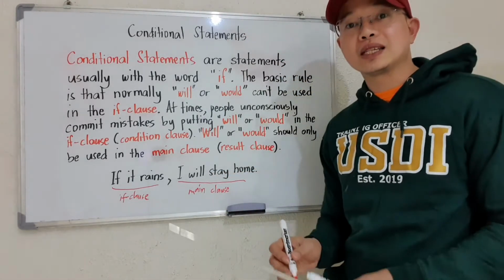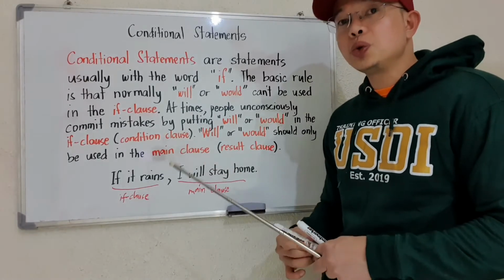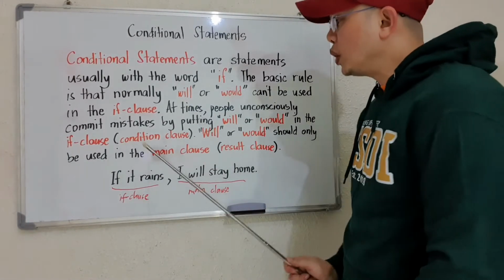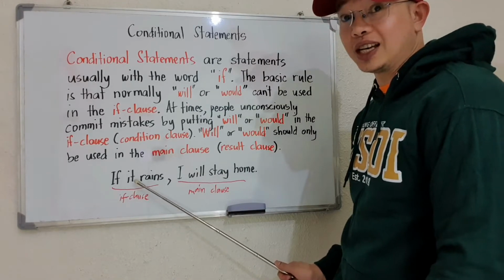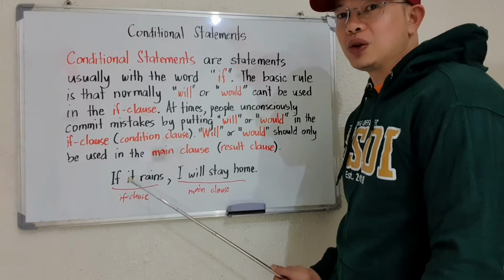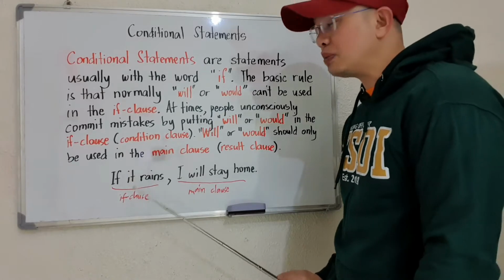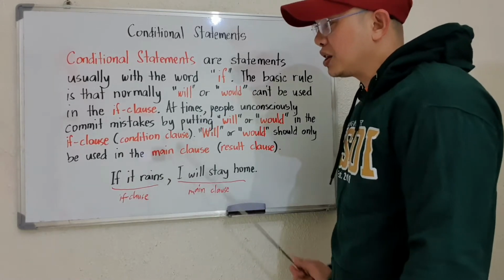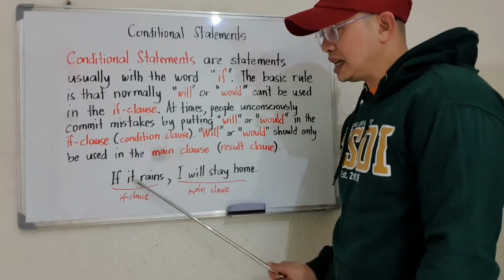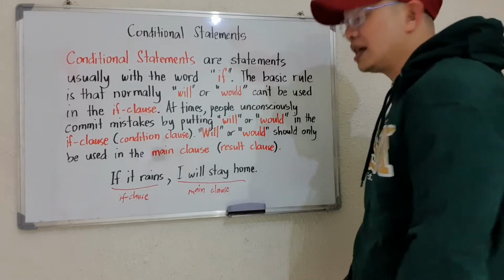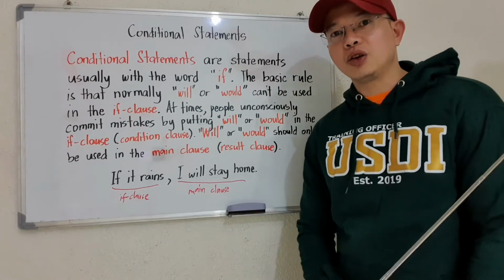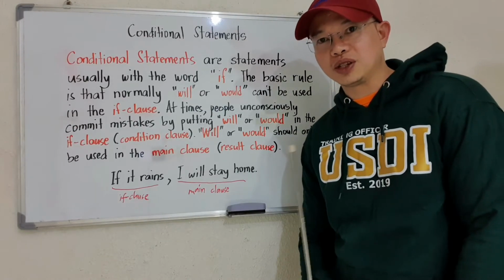So again, what's the basic rule? You cannot put will or would in this clause. Sometimes we commit mistakes by putting the will or would in here. The will or would should be in the main clause. Later, you will know all the types of conditional statements.